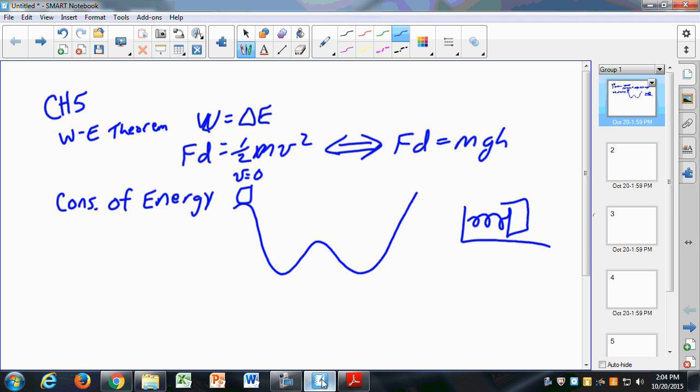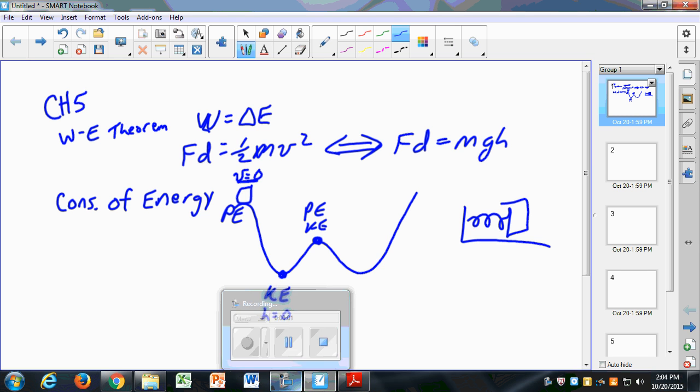So anyway, conservation of energy. Here, for example, I would only have potential energy. I'd have no kinetic energy because the speed is 0. Down here, I would only have kinetic energy because h is 0, so potential energy is 0. And here, for example, I would have both potential and kinetic energy.